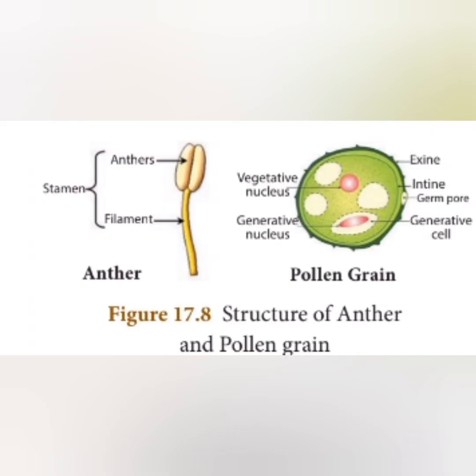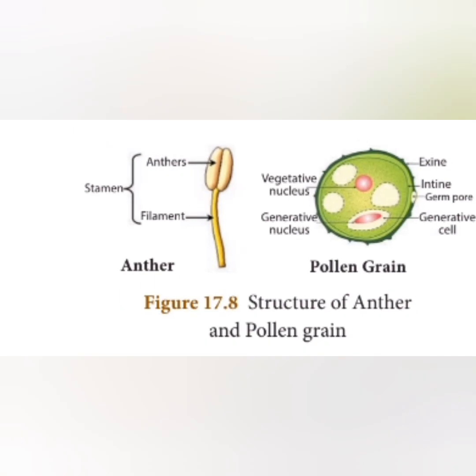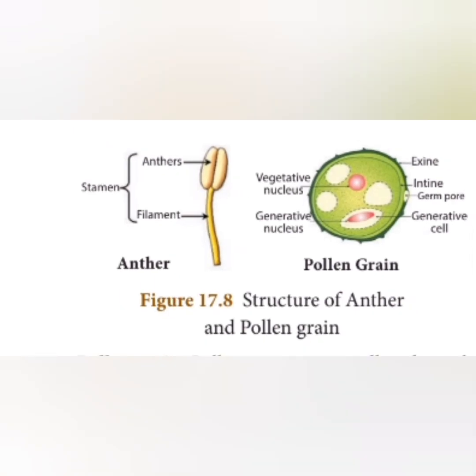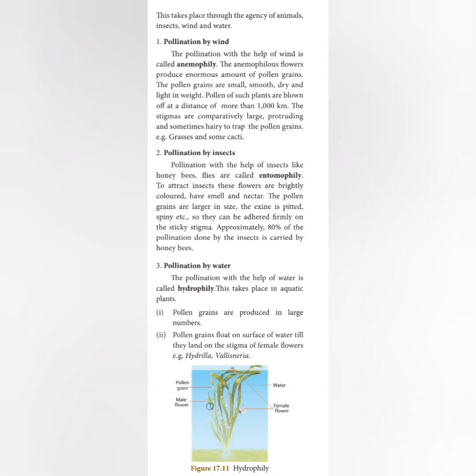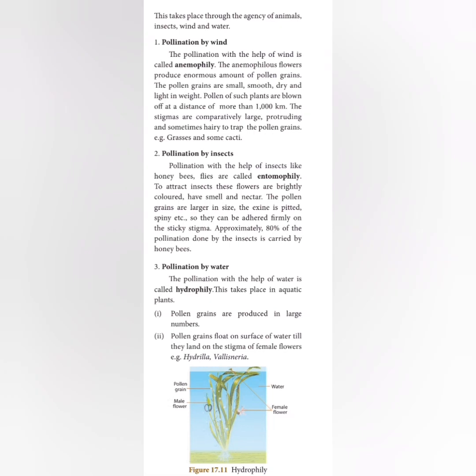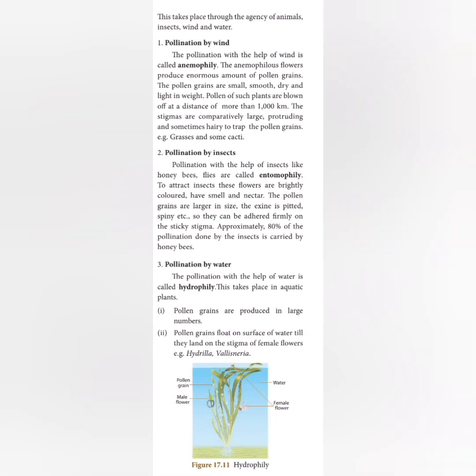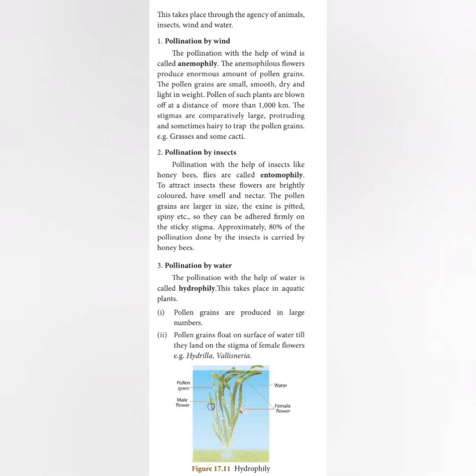And the next one, structure of anther and pollen grain diagram. The pollen grain diagram is a book bag diagram. It's a very important diagram. Sometimes they will ask the anther diagram also. And the next one is agents of pollination. Pollination by wind is anemophily. Pollination by insect, entomophily. Pollination by water, hydrophily. Pollination by animal, zoophily. Sometimes they will ask match the following, otherwise they will ask a 1-mark question.